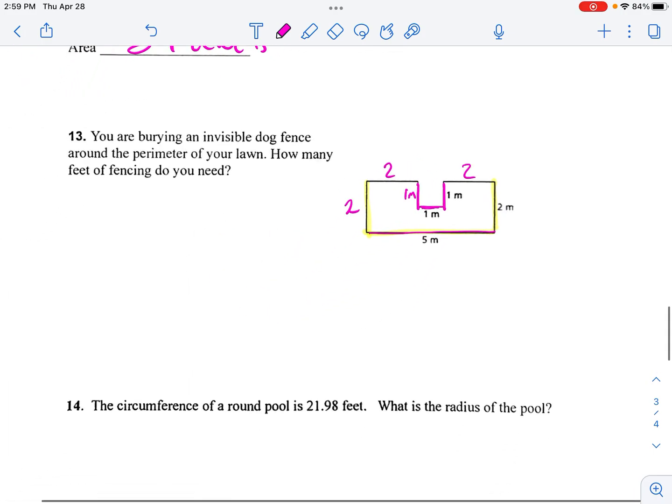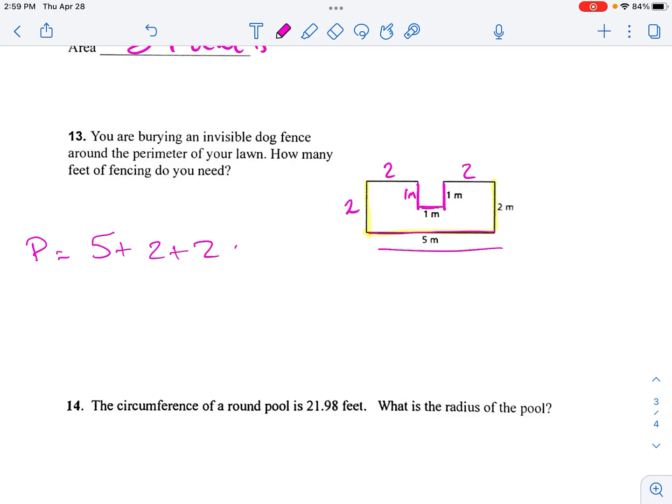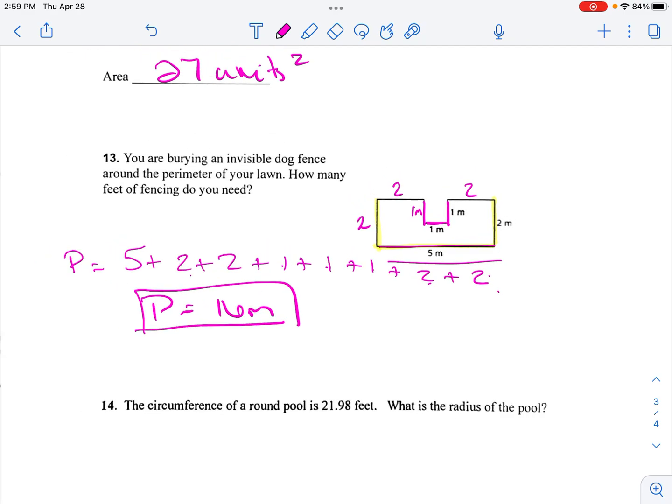So you'll want to show me that. And then to find perimeter, I'll start down here and work my way clockwise. 5 plus 2 plus 2 plus 1 plus 1 plus 1 plus 2 plus 2. 16 meters is how much fence you need.